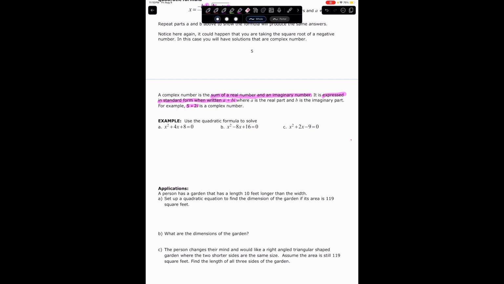Let's use the quadratic formula to practice using it. I will do one example and then I'll let you do the rest. Before you begin, you're going to figure out what A is, B is, and C is. I'll do B because I see that B has a negative number, so that could be a little bit tricky. So A in this case is 1, B is equal to negative 8, and C is equal to 16.